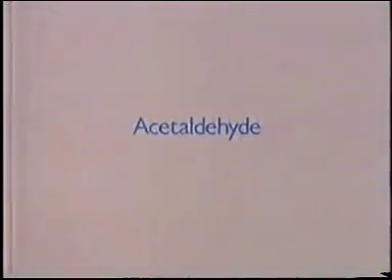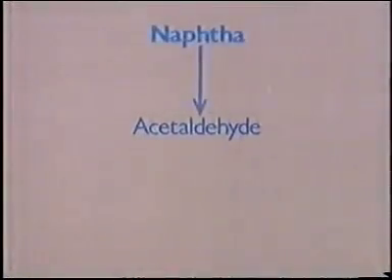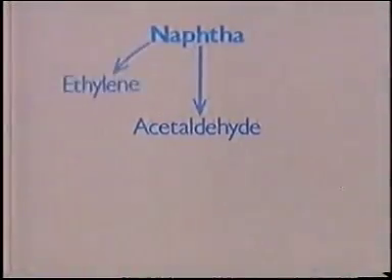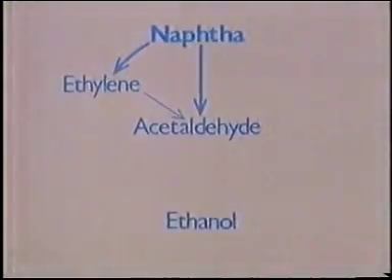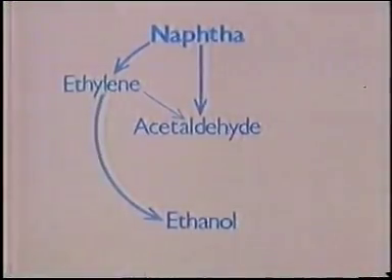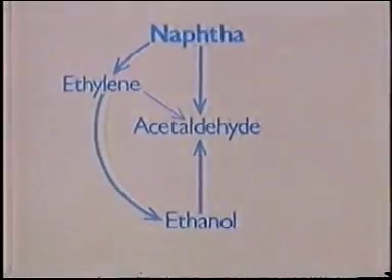Acetaldehyde is one of a family of 2 carbon compounds that is made directly or indirectly from the crude oil fraction known as naphtha. You've already seen that naphtha can be cracked to produce ethylene. Ethylene can be oxidized directly to acetaldehyde, but this process is not operated in the UK. The method used in this country is indirect. First, ethanol is made by the hydration of ethylene, and then ethanol is oxidized to acetaldehyde.